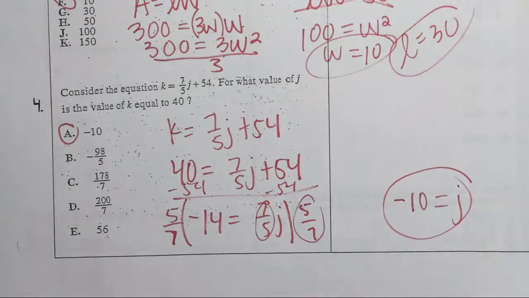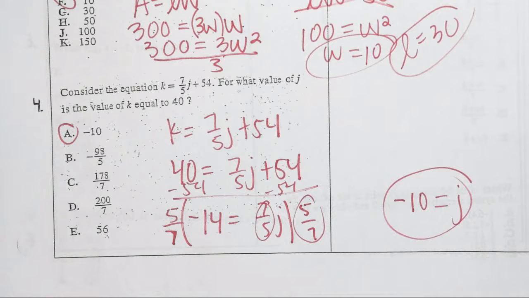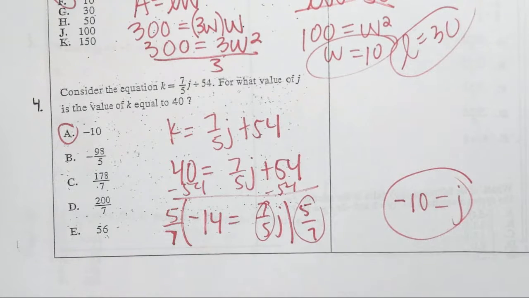You can simplify it after. It'd actually be easier just to type this in your calculator, 5 over 7 times negative 14, instead of trying to do it by hand. Well, I just did it by hand. I put the negative 14 over 1 and then the 7 and the negative 14, and then simplify. Gotcha.